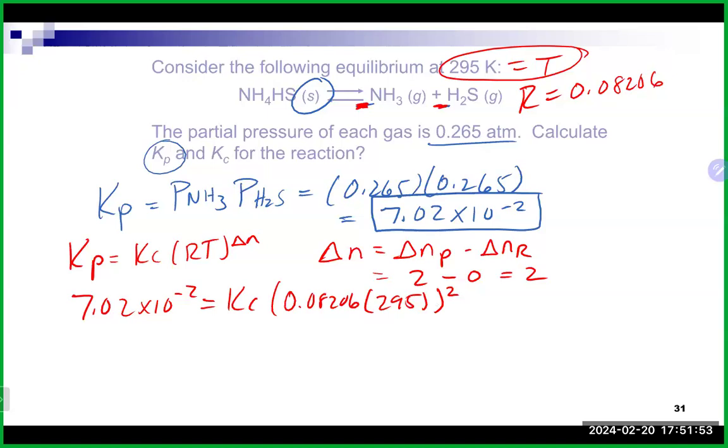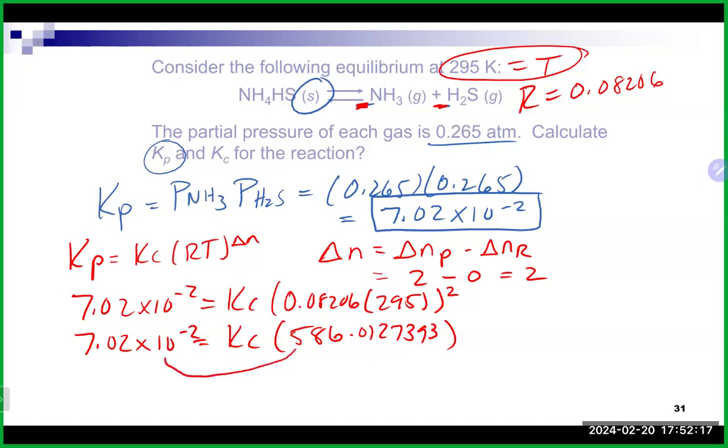So we're going to go 0.08206 times 295, hit equals, and then square it. That's going to give me something like 586.012739 if I don't take out any numbers, so 7.02 times 10 to the minus 2 equals Kc times that. To solve for this, we're going to divide this to the other side, so 7.02 times 10 to the minus 2 divided by that. Hopefully I hit the right button. Let's try that.